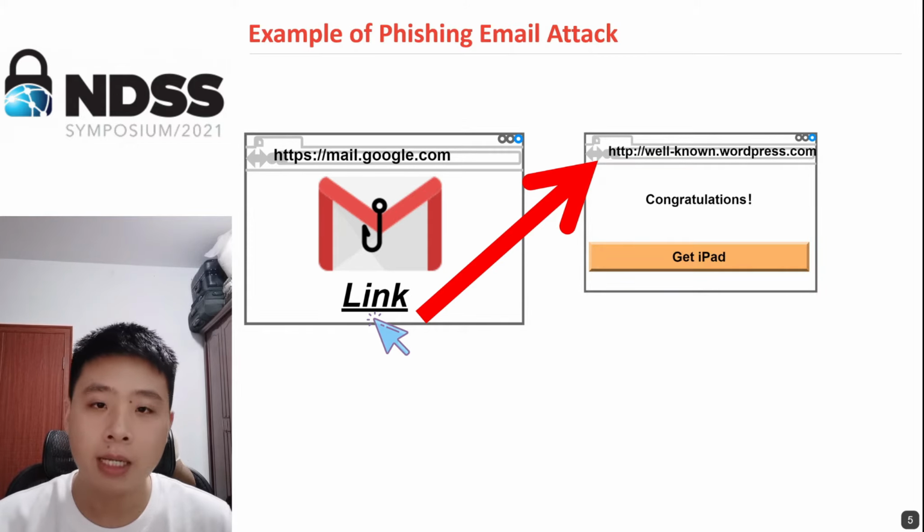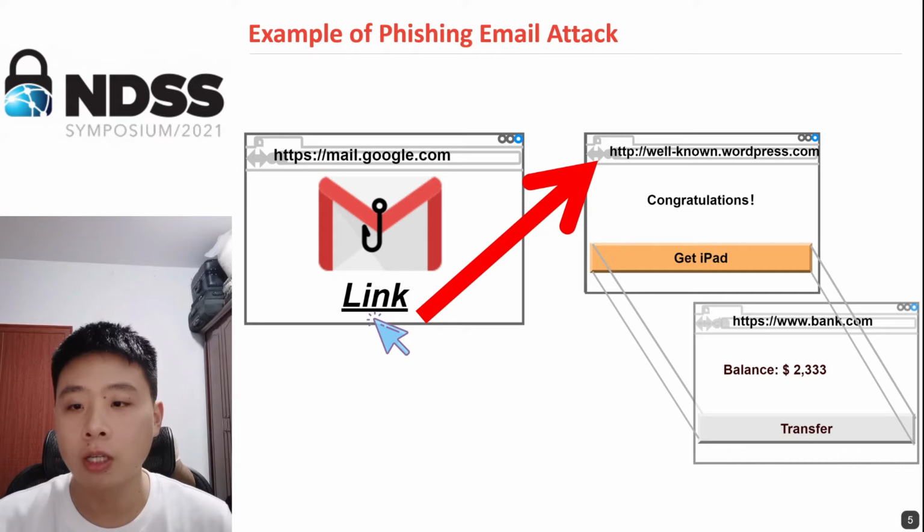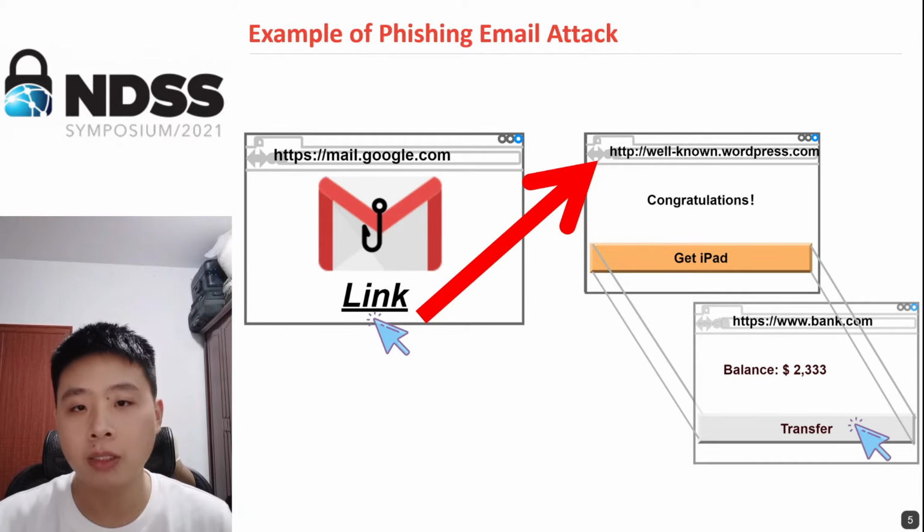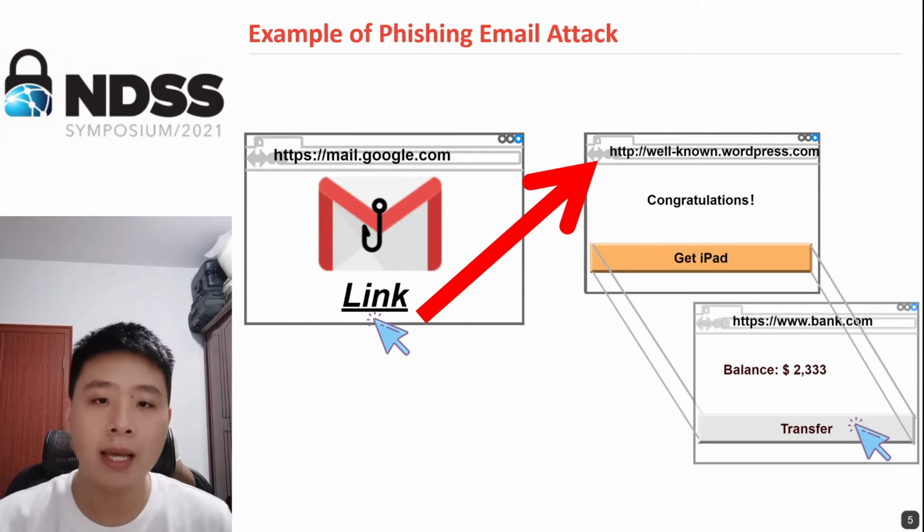The malicious website launched a click hijacking attack by creating a transparent frame on top of the Get iPad button. The frame was actually a bank transfer button. When Bob clicked the Get iPad button, it actually triggered the bank transfer. Fortunately, the abnormal transfer was detected, and security analysts started performing attack investigation to figure out how it happened.